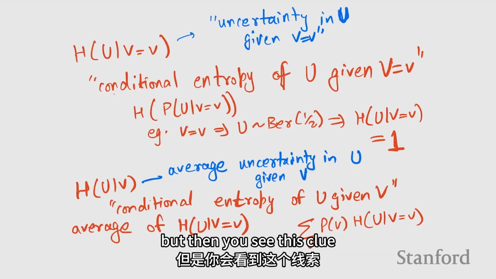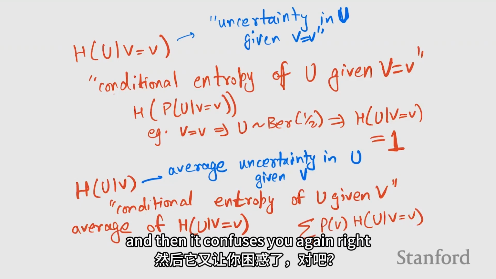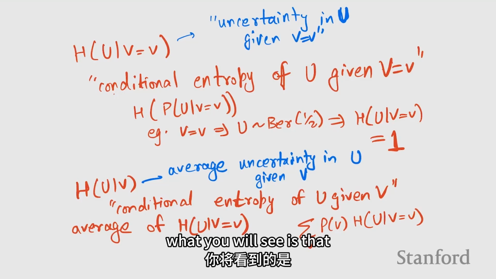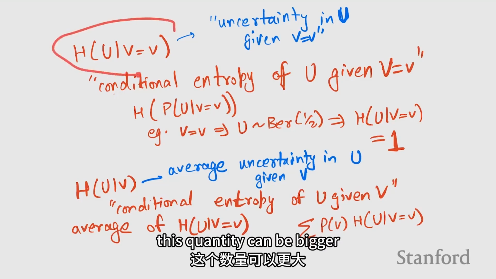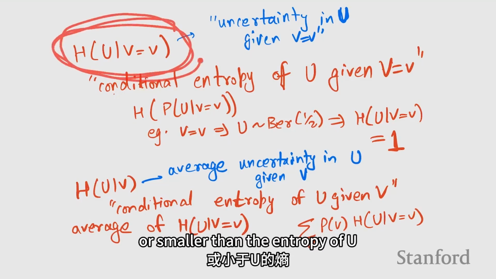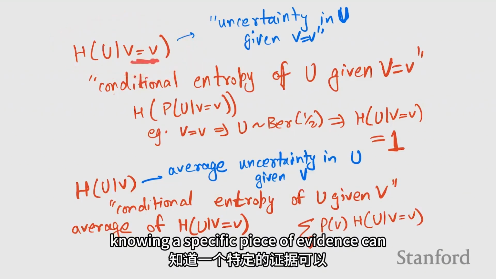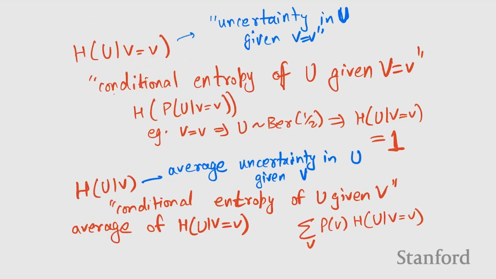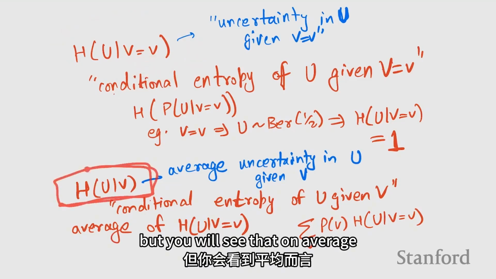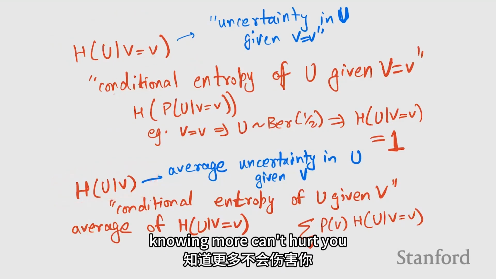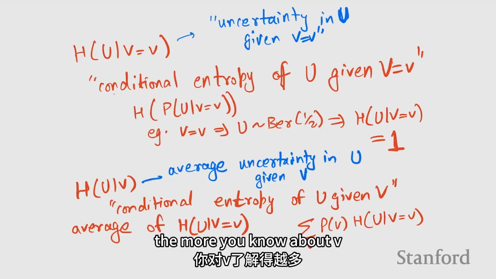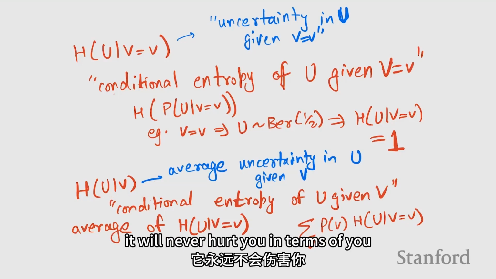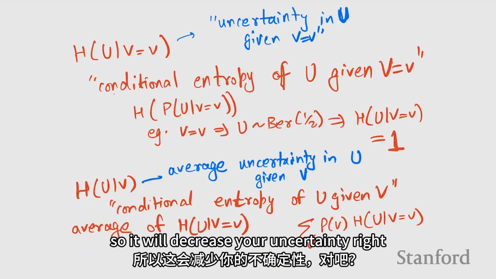But then you see this clue and then it confuses you again, right? So what you will see is that this quantity can be bigger than or smaller than the entropy of U. Knowing a specific piece of evidence can increase your entropy or decrease your entropy. But you will see that on average, knowing more can't hurt you. The more you know about V, it will never hurt you in terms of U. So it will decrease your uncertainty, right?